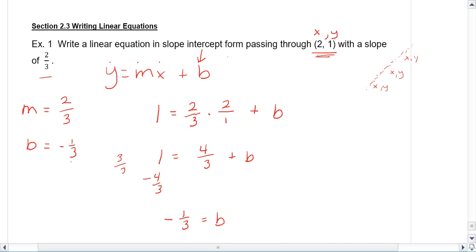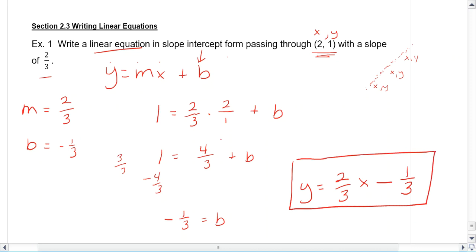negative 1/3. But now, please don't stop and think, oh, I'm done, because you haven't finished. This problem wants you to write a linear equation, so your answer has to look like the equation of a line. So y equals, my m is 2/3, so we'll put that in for the slope, 2/3 x plus, I guess I should have said minus, because in this case, the b is a negative 1/3, so we'll put minus 1/3. This is the final answer that we were looking for.